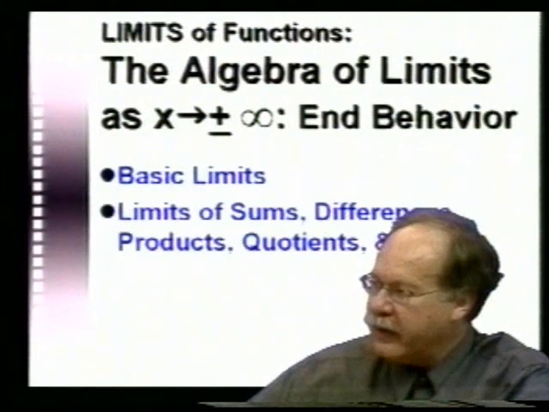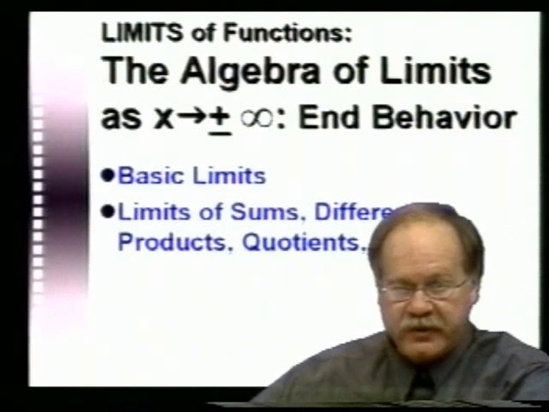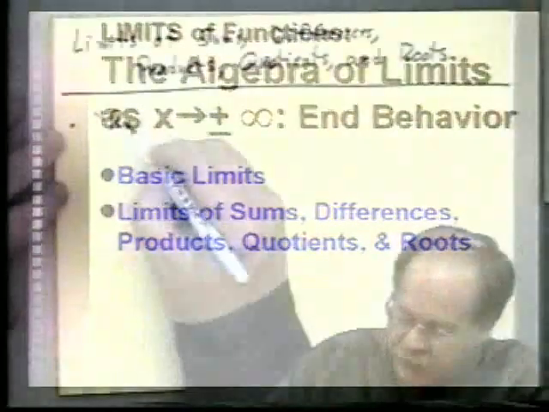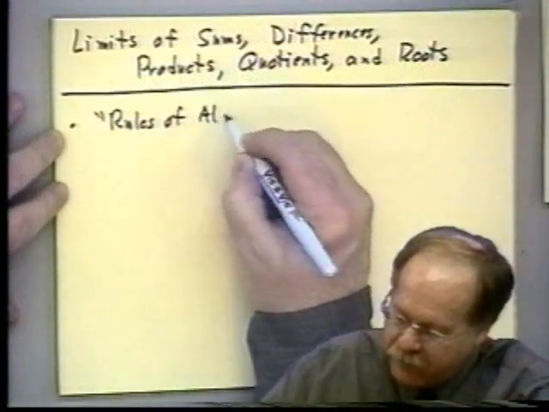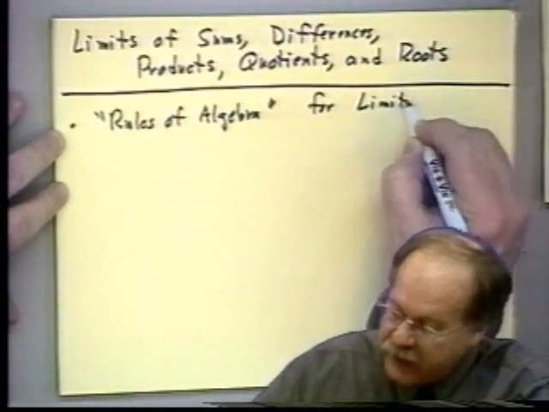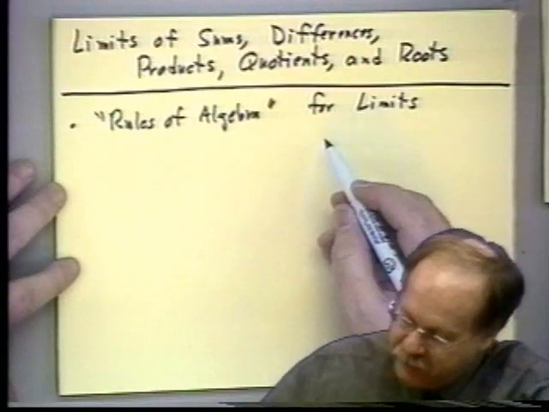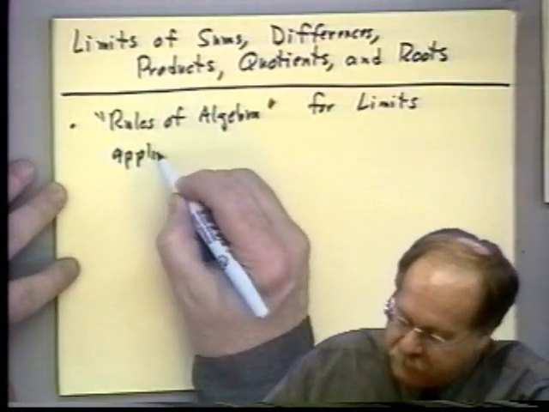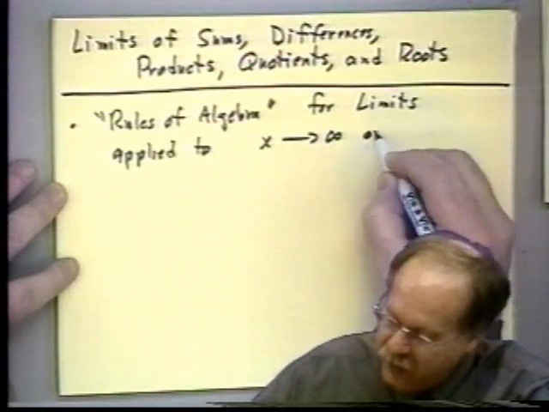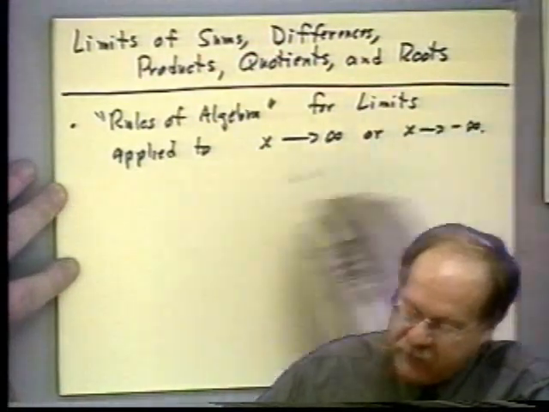Now we're going ahead and look at limits of sums, differences, products, quotients, and roots. We did this when x was approaching a real number, and now we're going to do the same thing for x approaching one of the two infinities. So what we're doing here is we're taking the rules of algebra for limits that we looked at previously and now applying them to the case where x is approaching either infinity or x is approaching minus infinity.